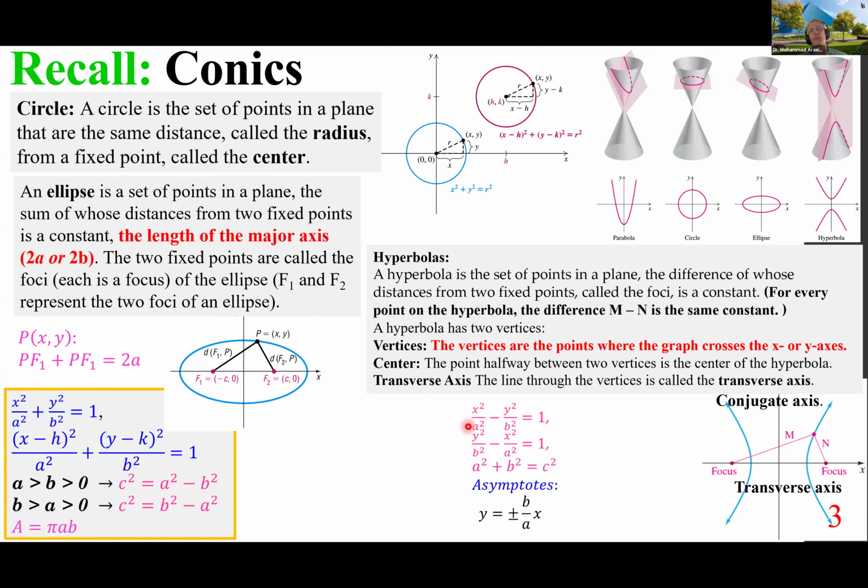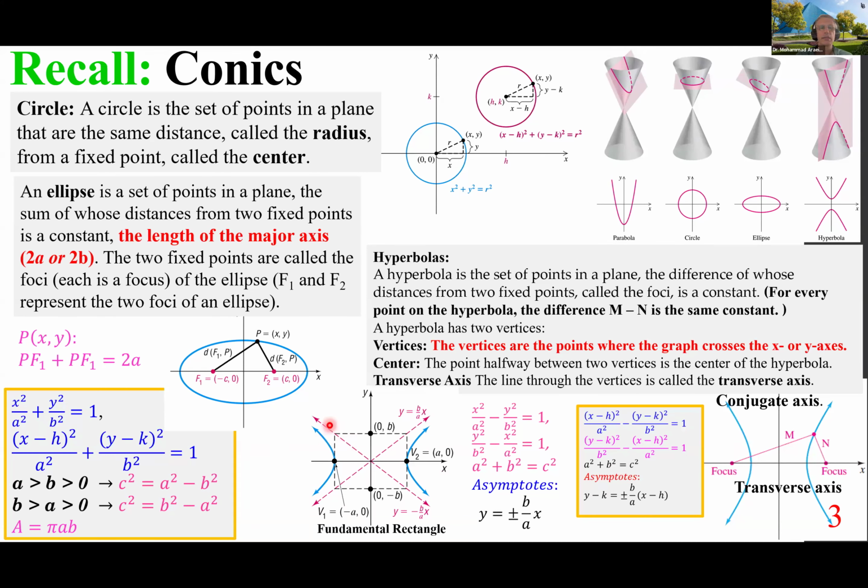Pay attention to the way I'm writing this. I keep the a squared under x squared in this case and in this case. This one opens sideways to the right and left, and this one opens up and down. When you keep them in the same format that I have it, then the equation of asymptotes remain unchanged. Otherwise, they do change, as it happens in many texts. Of course, if the center is at h, k, then the formulas change accordingly.